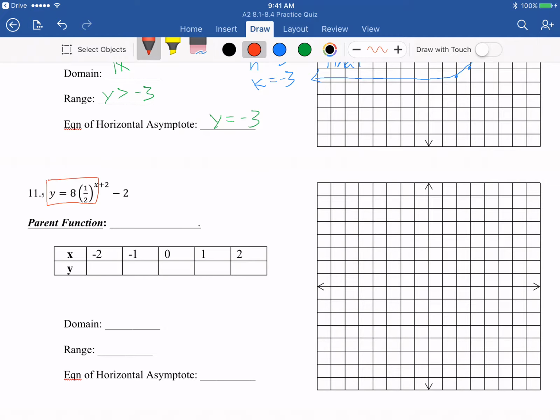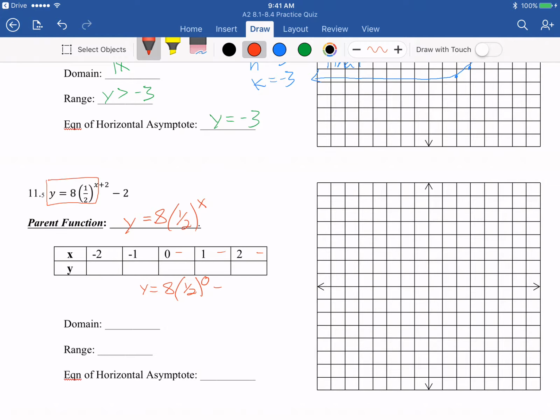Now for number 11, I look at that parent function, y equals 1/2 to the x. Now I just go through here and plug these in. I like to use 0, 1, and 2 for these. So if I plug in 0, I get y equals 1/2 to the 0.